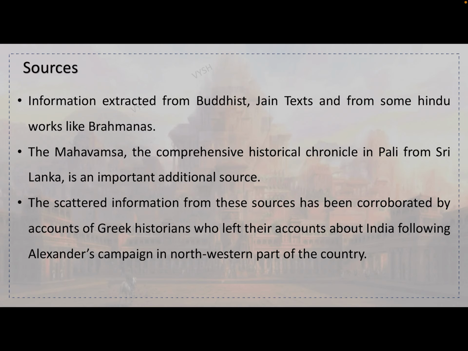Sources. The information we have read and will be reading is produced from these kinds of sources. We will study now from what kind of sources this information is procured. It is extracted from Buddhist and Jain texts, and from some Hindu works like the Brahmanas. The Mahavamsa, the comprehensive historical chronicle in Pali from Sri Lanka, is an important additional source. On the Mahavamsa, a simple question will be there: Mahavamsa was written in Sanskrit, true or not? These kinds of questions are very important.